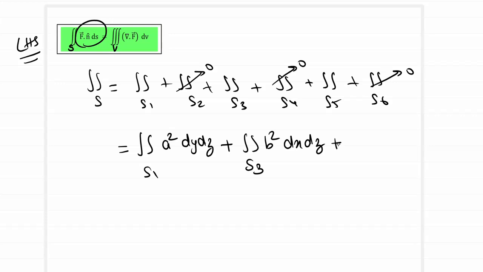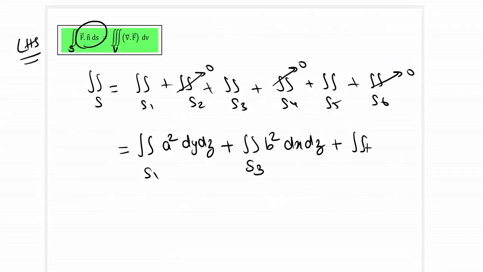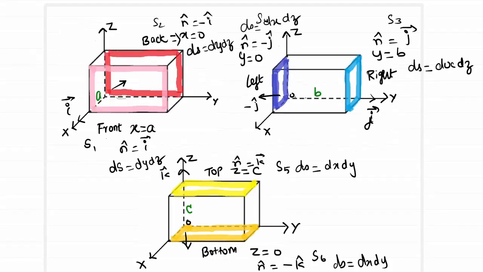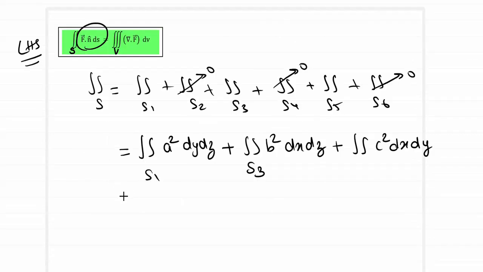And next comes my S5. What is my S5? C square dy dx. So it is c square dx dy. Okay, so now we are ready to integrate this quantity.